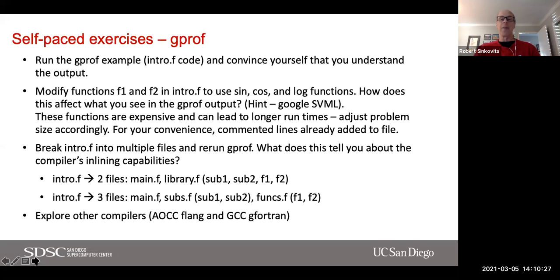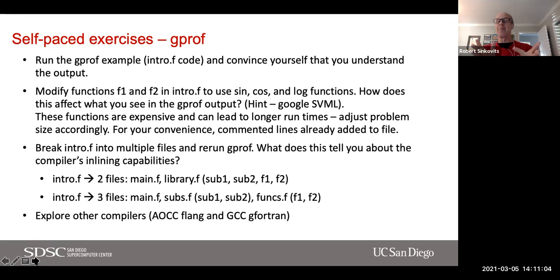But we have some more material that I could cover if you like on performance tuning and optimization. But I put together a bunch of exercises that you can do on your own. So for Gprof, run the Gprof example. You'll see a file called intro.f in the time-based sampling directory, and just convince yourself that you understand the output. Modify those functions f1 and f2 in intro.f to use sine, cosine, and log functions instead of square roots. How does this affect what you see in the Gprof output?